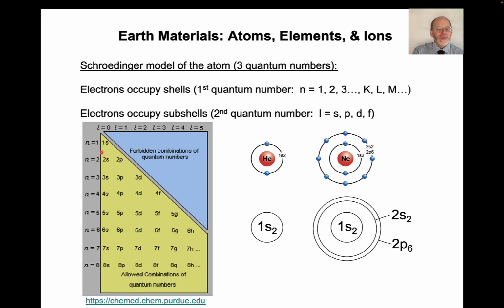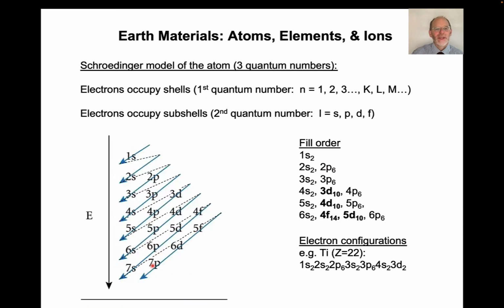In general, this is how the shells and subshells are distributed as we move up in atomic number. So the first shell has only the s subshell, 2 electrons. The second one has the s and p subshells. The third one has the s, p, and d subshells, and so on and so on.